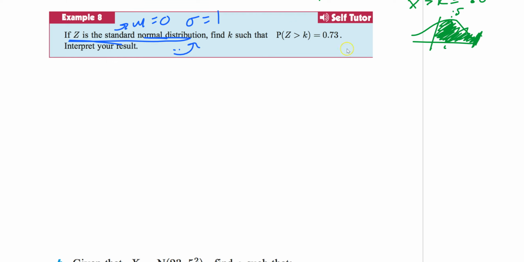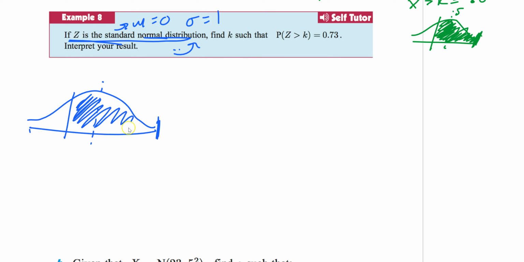But here's the thing I'm really going to focus on. They gave me Z is greater than K is 0.73. So let's draw that. Right? So like this. Notice it's greater than, so I start on the right hand side. 0.73, remember that's more than halfway. So here's the halfway mark. I got to go more than that. So like over here somewhere. All of this is 0.73. And then my K here is my K.